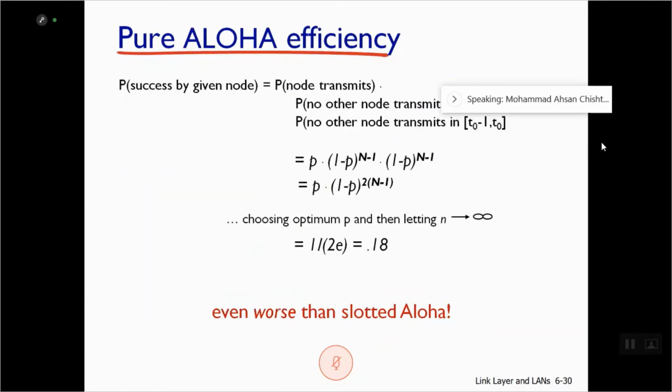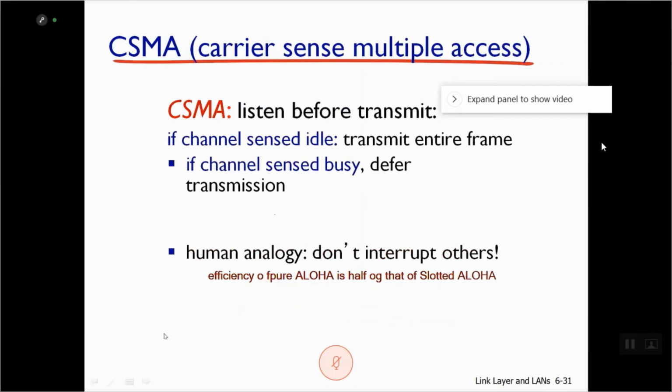Here we have p(1 - p)^(2(n-1)). So this means that it is even worse than slotted aloha. I'll just write here, efficiency of pure aloha is half of that of slotted aloha. I hope this is clear.